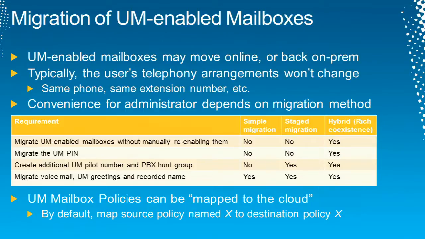By default, mailbox policies are mapped to mailbox policies with the same name. So if you have a mailbox policy called Very Important Person Policy in your on-premises environment, and you create one called Very Important Person Policy online, then we will automatically map users who have been enabled under that policy to the same named policy online when you move them. If you want to move them to a different policy, or you want to map multiple policies on-prem to one policy online, you can do that as well.